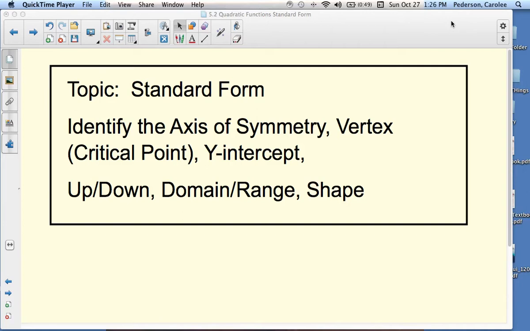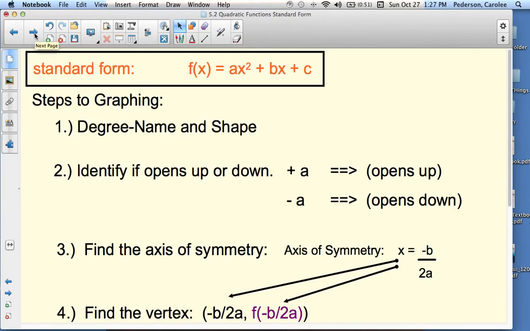This video focuses on some of the pieces of a standard form quadratic function. We're going to identify some pieces: the axis of symmetry, vertex, y-intercept, up and down, domain, range, shape, name. This first slide you don't need to write down. We will go through the steps together in an example. So I just want to kind of talk through it first, but you can just listen.